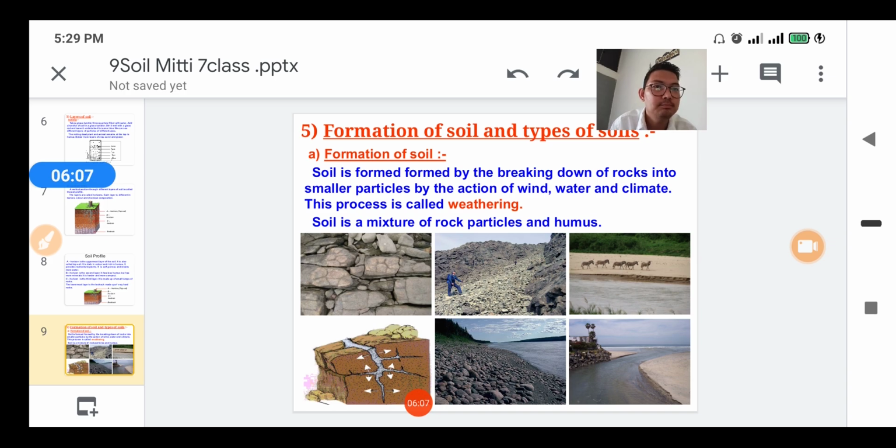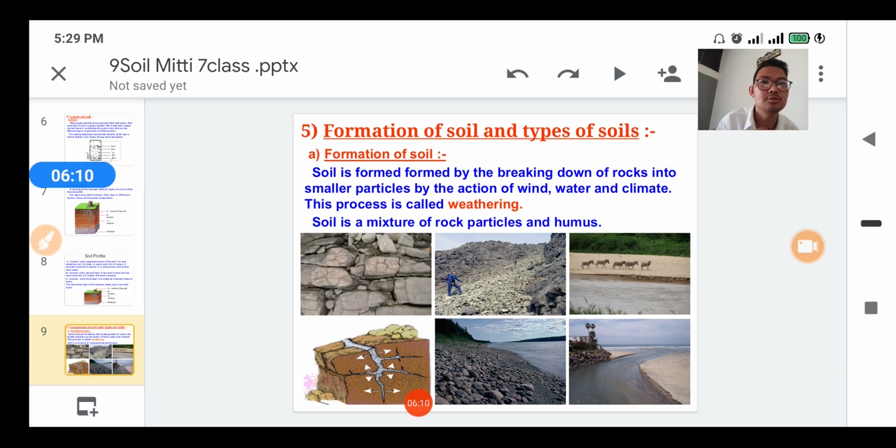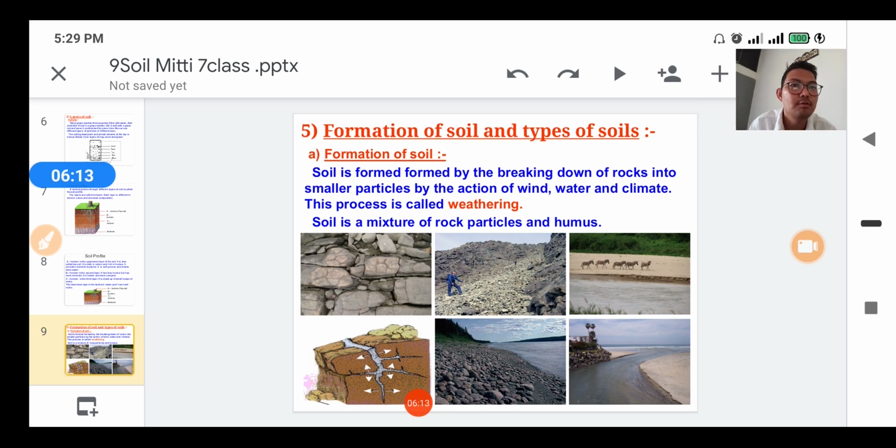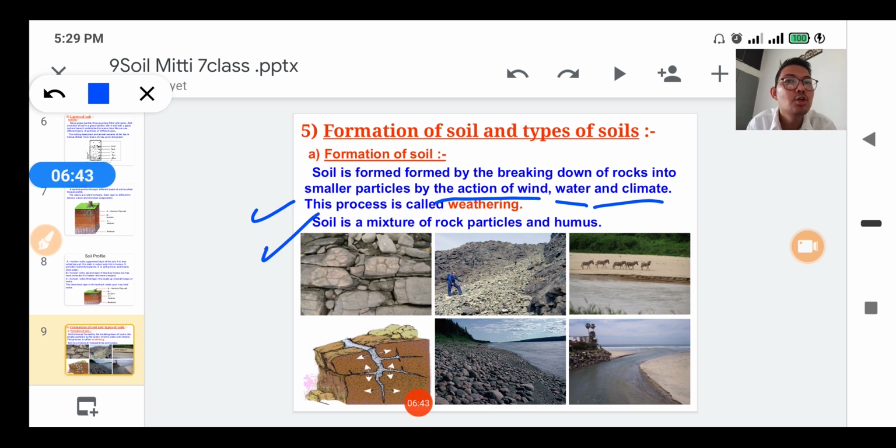Now next is formation of soil and types of soil. You know how soil is formed? It is formed by breaking down of rocks into smaller particles. How do the rocks break down into small particles? They break down by the action of wind, water and climate over the years. This process of breaking down of rocks into small particles is called weathering, and soil is a mixture of rock particles and humus.